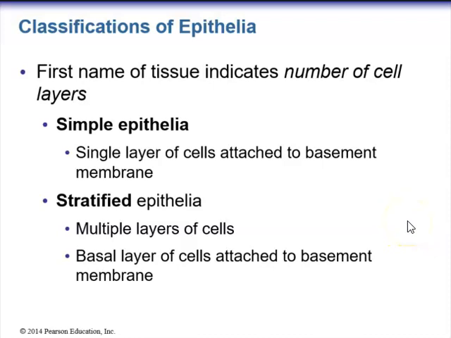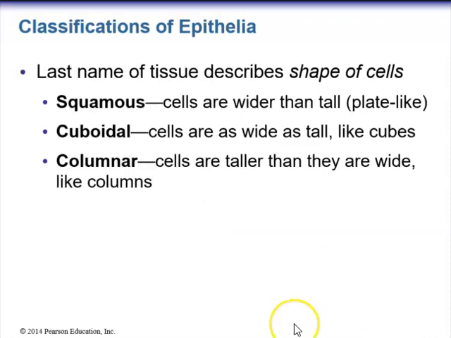If there are multiple layers, we then say that the epithelium is stratified. Stratified epithelia have multiple layers of cells, and the basal layer of cells, again, is attached to the basement membrane. So first we look at the number of layers. The next part of the name describes the shape of the cells, specifically the cells that are on the apical surface of the epithelium.